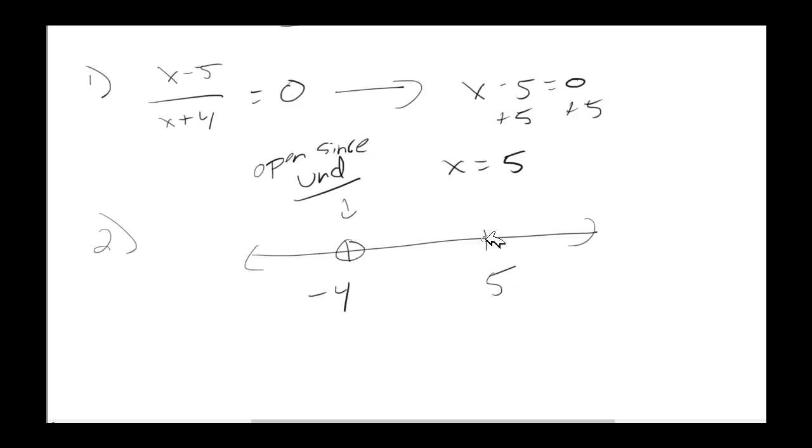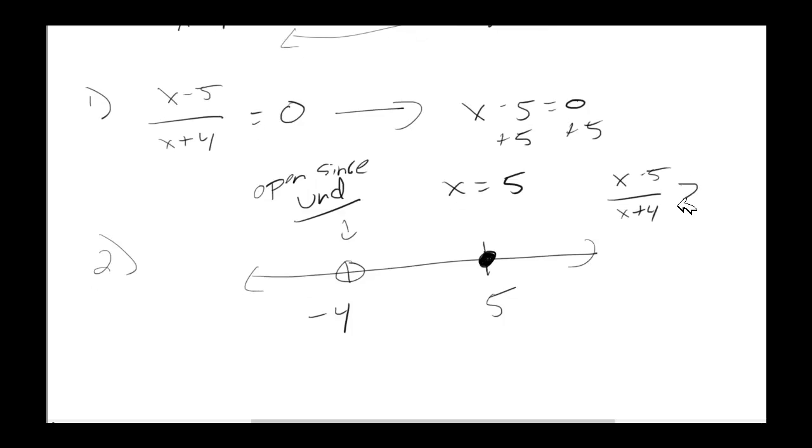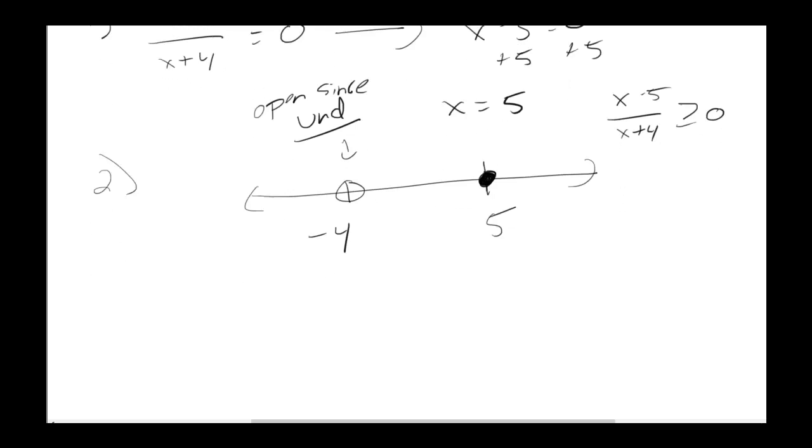And here 5 is equality. I'm going to set that to be a closed circle because remember, this was the original problem. x minus 5 over x plus 4. I wanted that to be, check, greater than or equal to 0. And if you plug in 5, you get it equal. Okay, last up, test values.